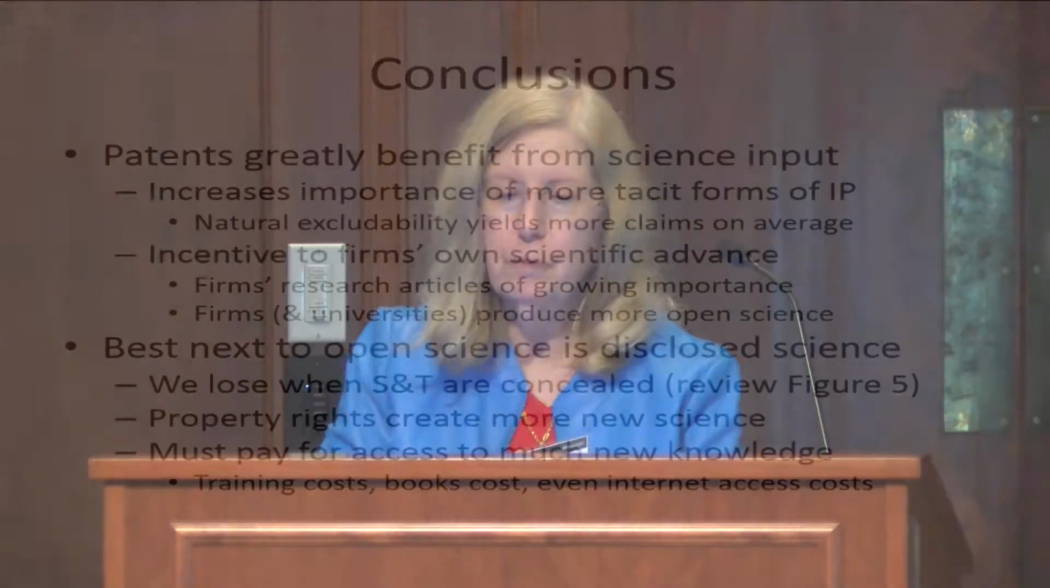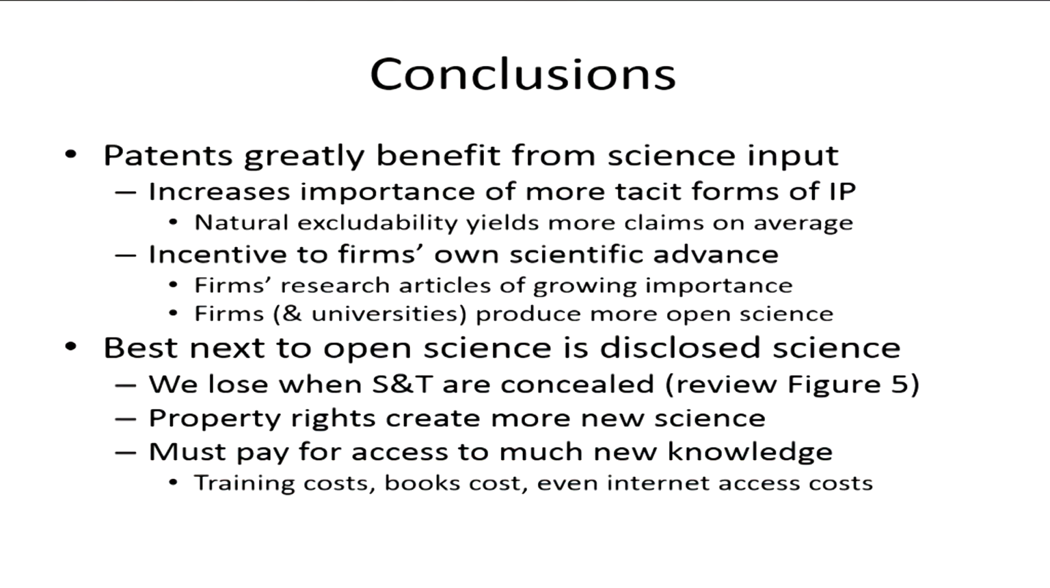Patents greatly benefit from science input. So we see that it increases the importance of more tacit forms of IP, because articles then become much more important in getting property rights for patents. And natural excludability yields more claims on average. The idea is that some of these scientific ideas can't just easily be picked up from what you see on the screen, or in an article. You really need to understand the underlying mechanism the person is thinking about and get deep into that part of the science before you can do it.